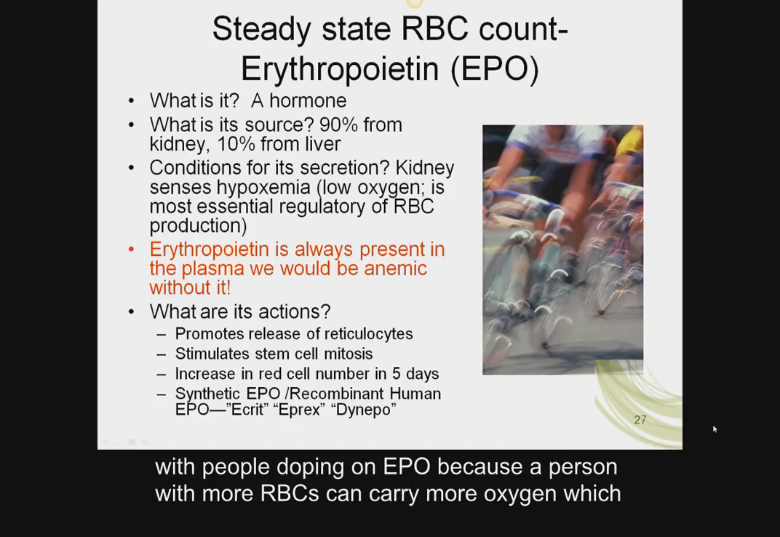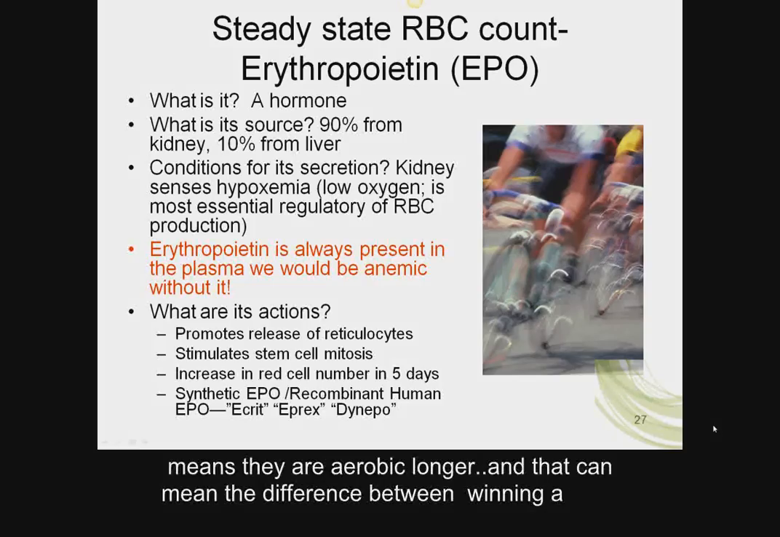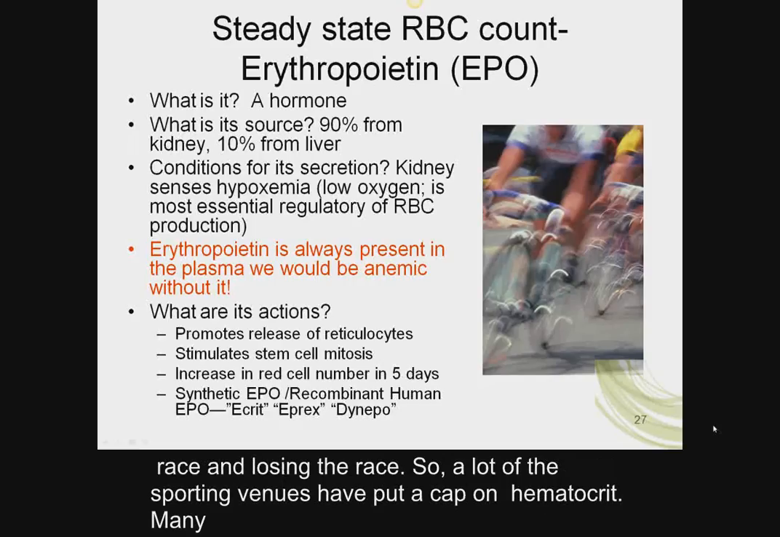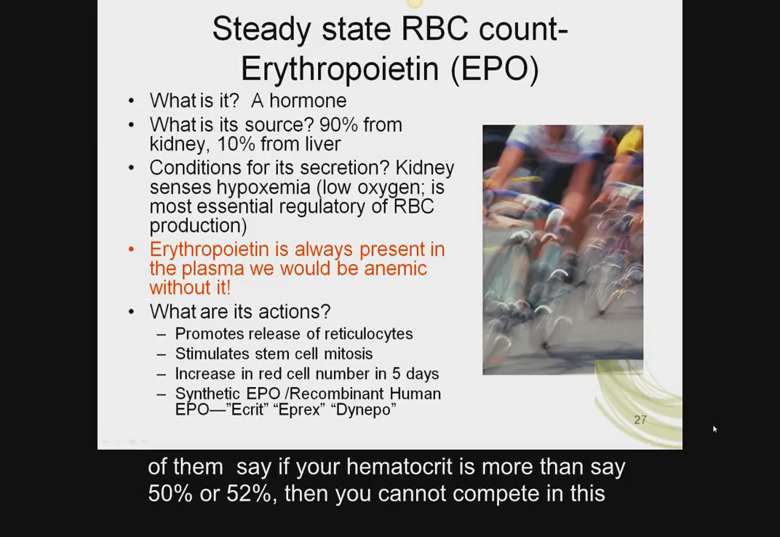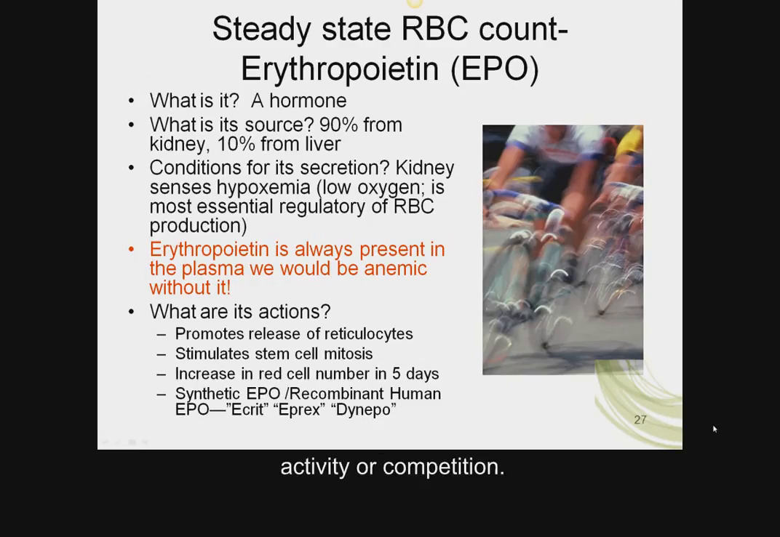This has led to a lot of sports venues having a problem with people doping on EPO, because a person with more red blood cells can carry more oxygen, which means they are in aerobic phases longer, and that can mean the difference between winning a race and losing the race. So a lot of the sports venues have put a cap on hematocrit as a result, and many of them say something like, if your hematocrit is more than, say, 50 or 52%, then you cannot compete in this activity or competition.